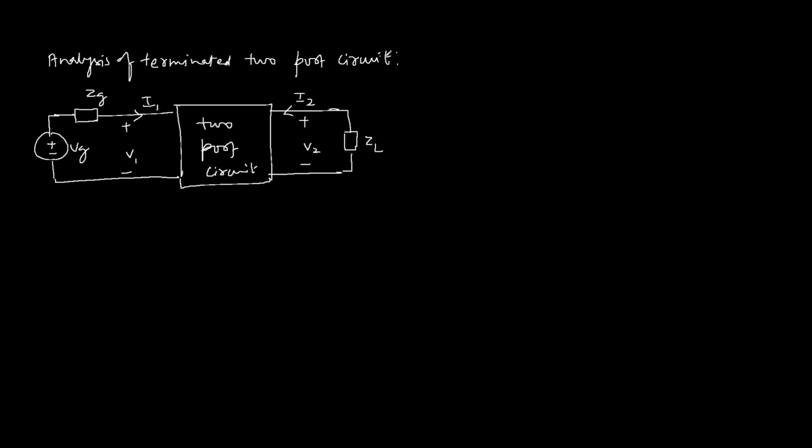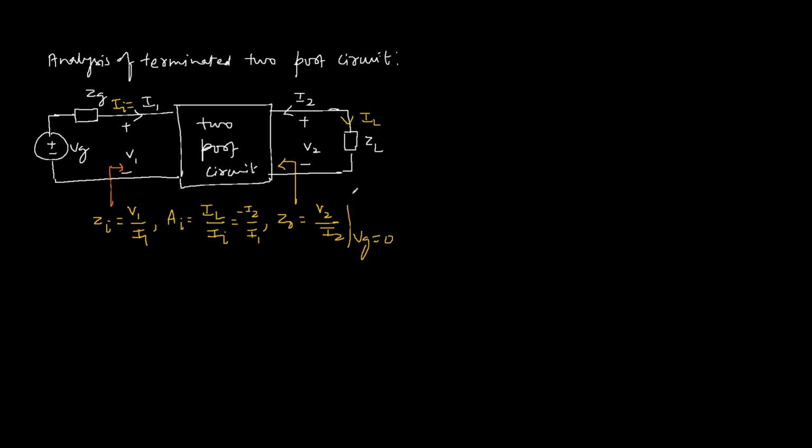Here we have to find the input impedance Zi, which is V1 over I1, and the output impedance, which is V2 over I2 when Vg is 0. At the same time, we will also find the current gain, which is load current over input current, IL over Ii, or we can write minus I2 over I1, and the voltage gain, which is V2 over V1 or Vo over Vi. So we will start with the input impedance Zi.